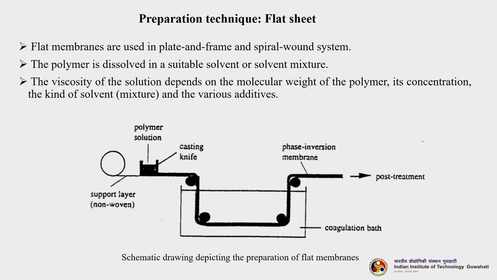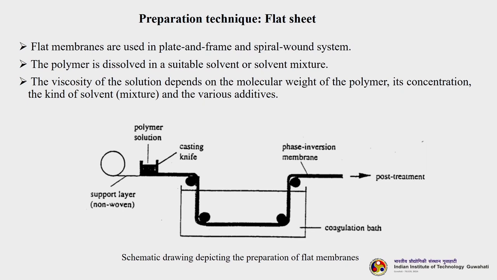Let us see how the flat sheet membrane can be prepared. Flat membranes are used in plate and frame and spiral wound systems, which we discussed when we covered membrane modules. The polymer is dissolved in a suitable solvent or a solvent mixture. The viscosity of the solution depends on the molecular weight of the polymer, its concentration, the kind of solvent and the various additives. The polymer solution is then poured on the conveyor belt arrangement, again mostly the same type of arrangement here.